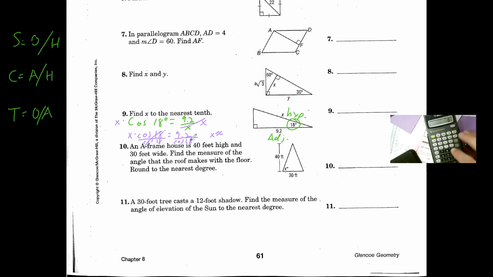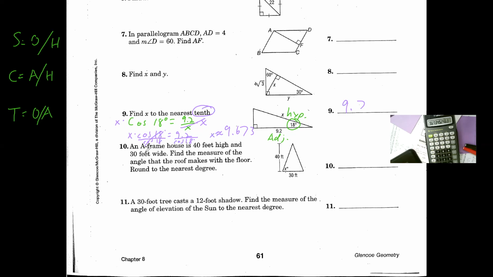So on the calculator, 9.2 divided by cosine of 18. So I'm going to plug in 18, hit cosine, and I got to make sure I hit equals, and we get 9.67. All right. They said round to the nearest 10th. So that's 1 decimal place. So our final answer here will be 9.7.